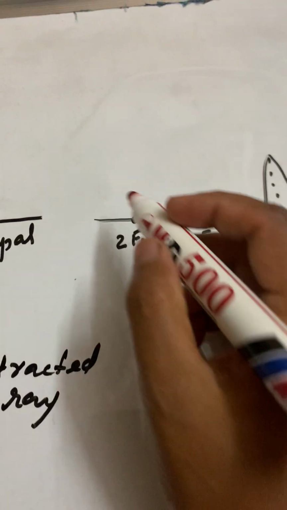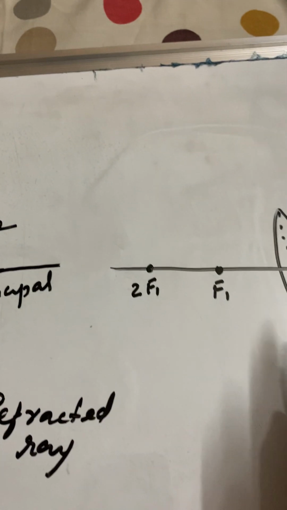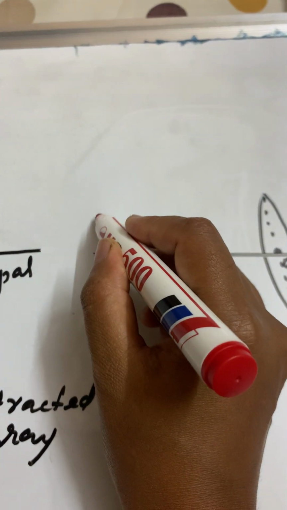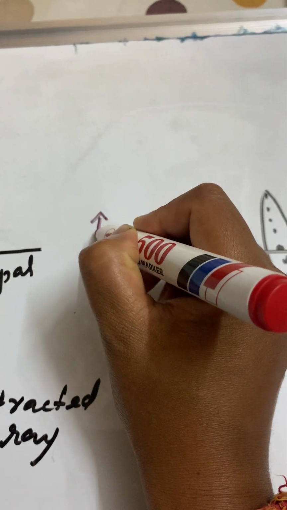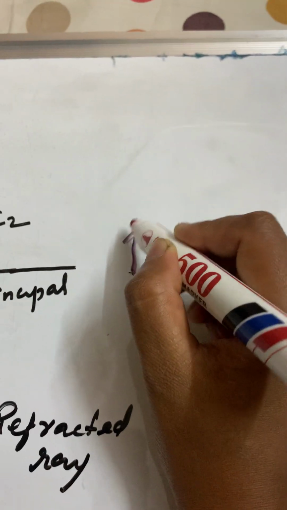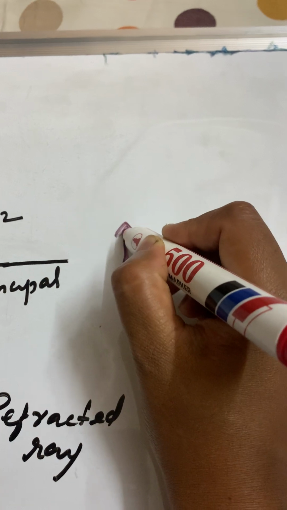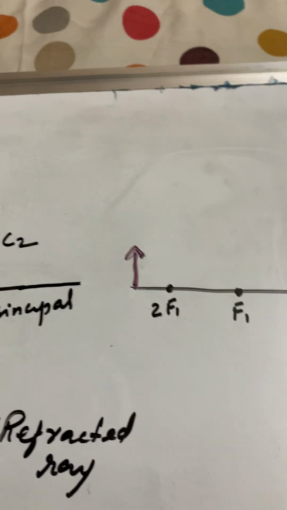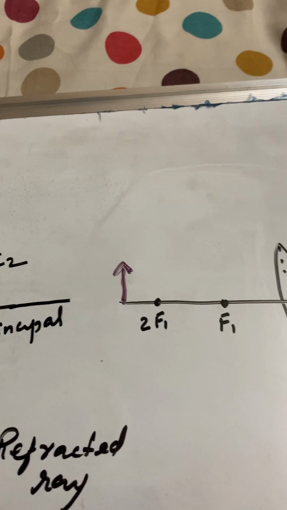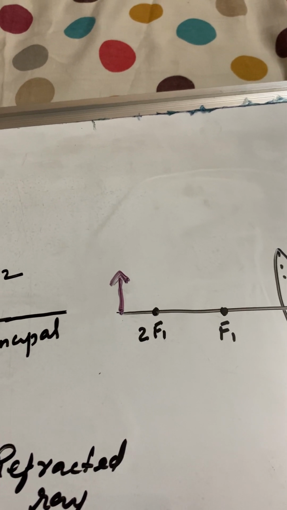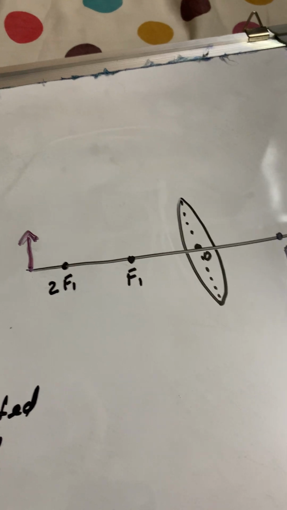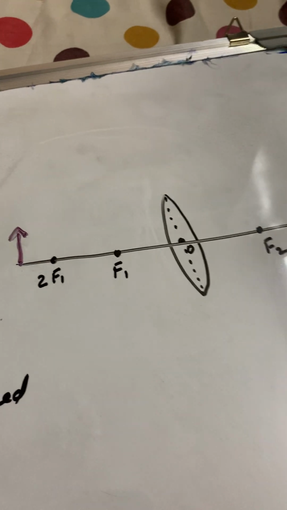Let's see, we have kept the object somewhere here. Let's say the object is here. This is the object. Now let's make the ray diagram for it. In order to make the ray diagram, we always choose the tip of the object.